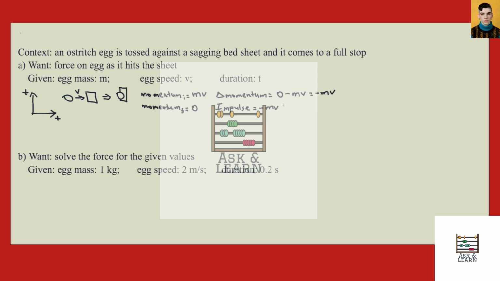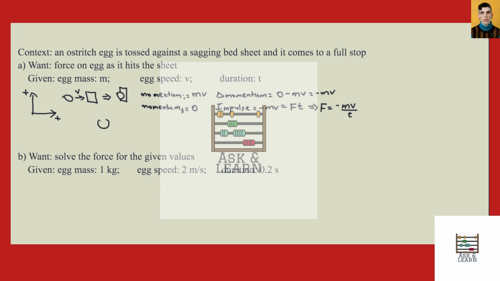But impulse also has another formula, which is force multiplied by the time that the force is acting on the body. So now the force acting on the egg is just going to be this force over here. And we can just equate it. And we get that force is equal to negative mv over t. This negative over here just shows that the force is pointing on the negative side.